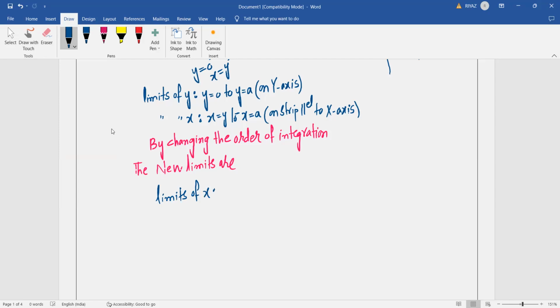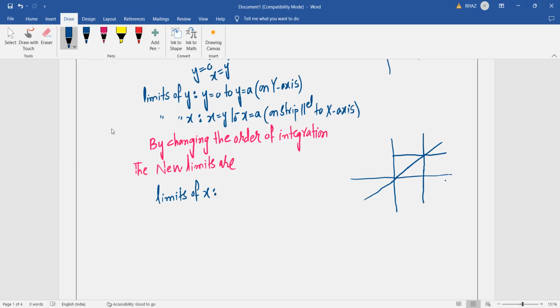Before that, once again the figure. Same figure only, only the direction we have to change. Sir, in the exam do you have to draw two figures? Definitely, two figures you have to draw.